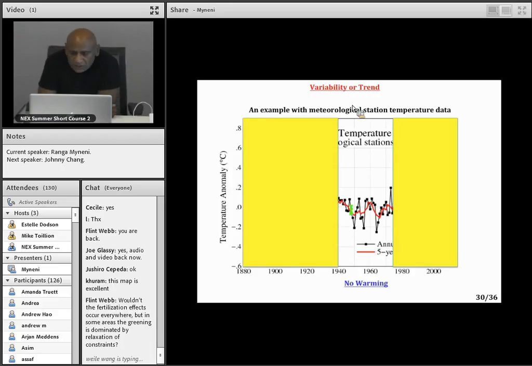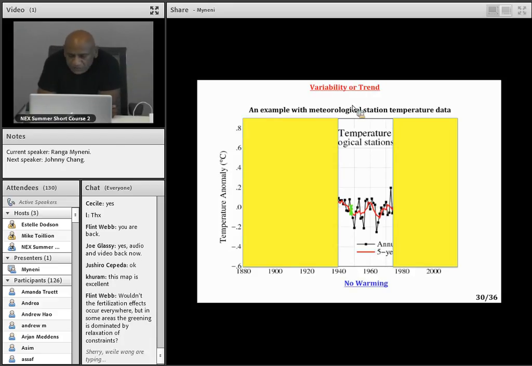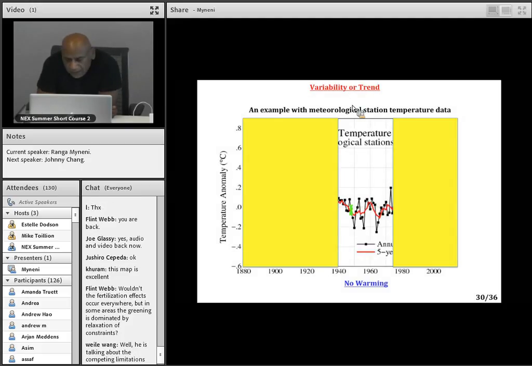Most of you are at universities. Please make friends with statisticians. Else it's going to come back, whatever you write, like a boomerang. And so here, let's look at variability or trend.